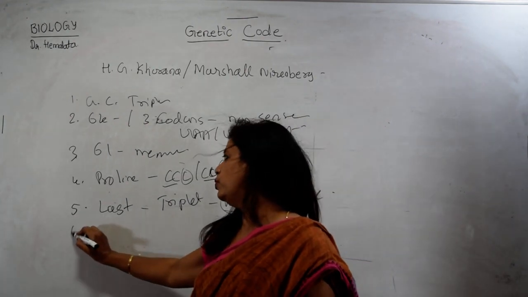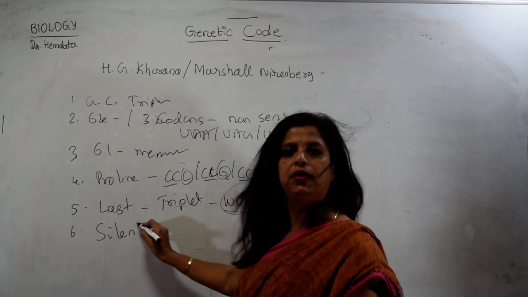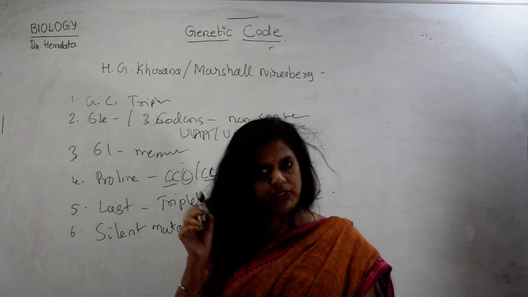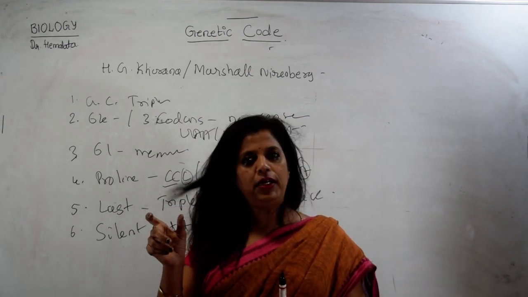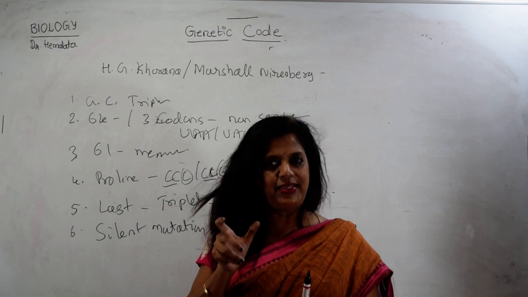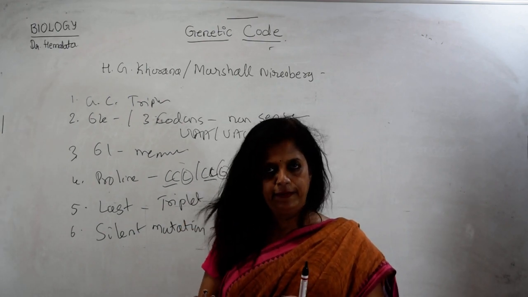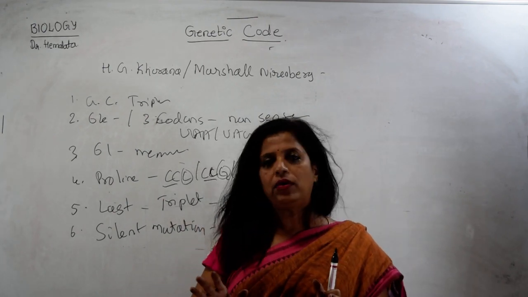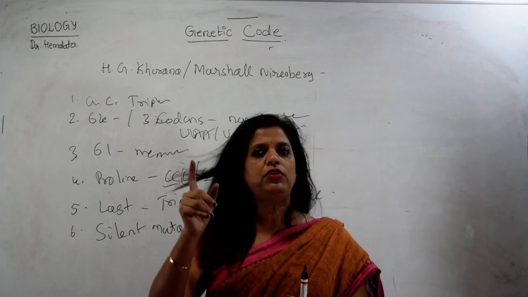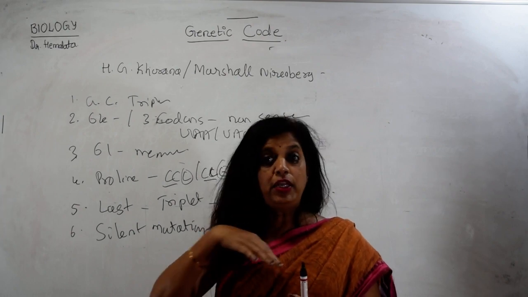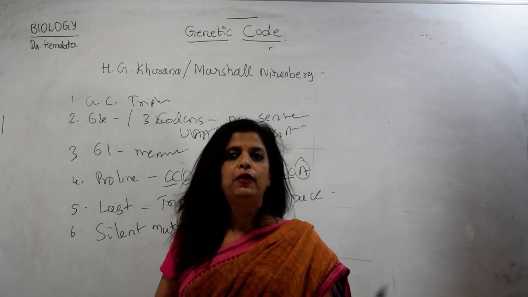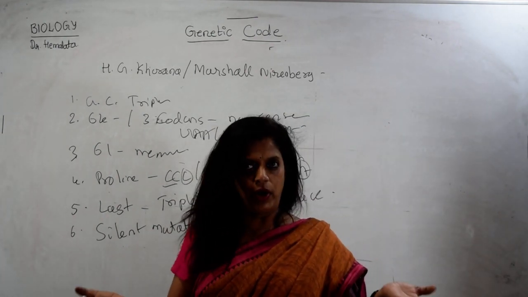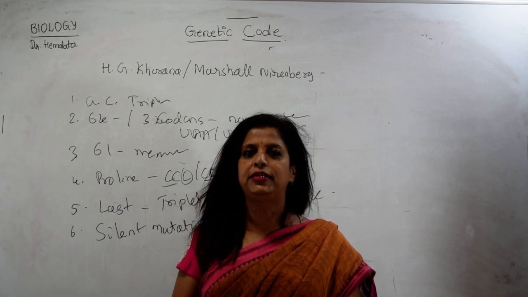So this leads to something called a silent mutation. What do you mean by silent mutation? I told you, mutation is a sudden heritable change. If the last nitrogen base changes, so that instead of CCC, suppose CCG is coded, it is still going to form proline only. There is no change in the total protein, but there is a change in the nitrogen base. This is not going to cause any further modifications. Therefore, the mutation happens, but there is no change observed in the formation of protein. We call it a silent mutation.